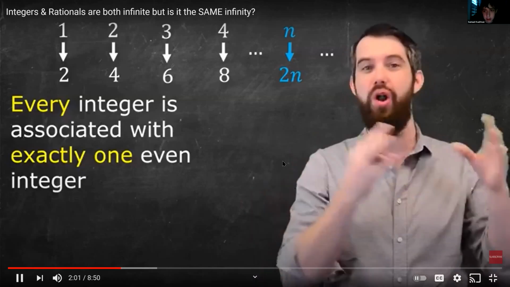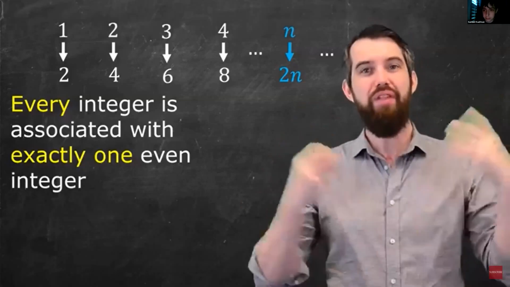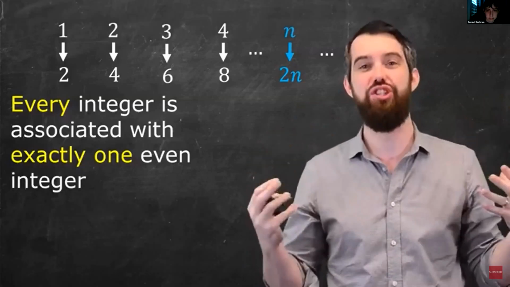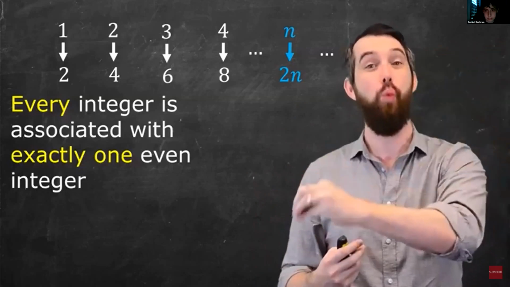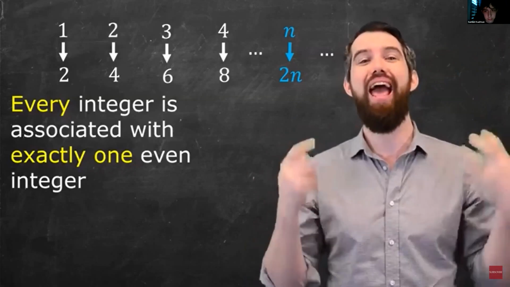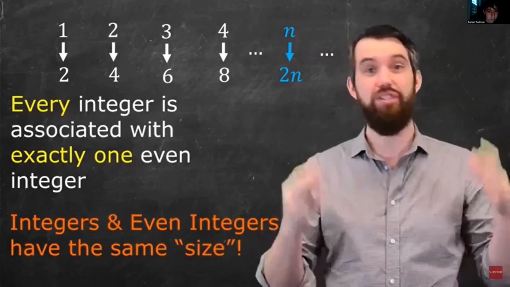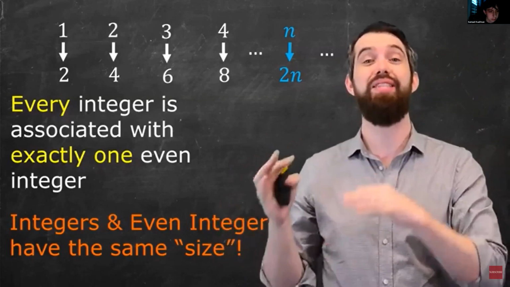1 to 1 and onto, we get this terminology of a bijective correspondence. Whenever you have this kind of relationship where everything in the first set gets associated with exactly one thing from the second set, that's how in mathematics we say that they have the same size. And so in this case, the integers and the even integers have the same size.